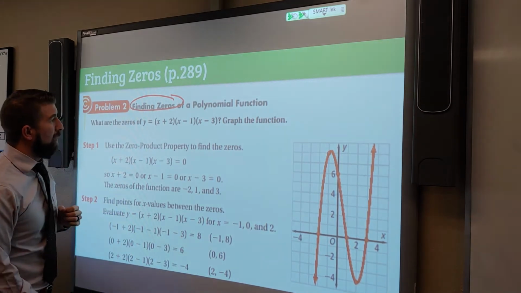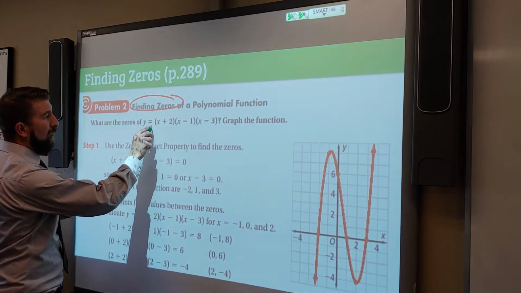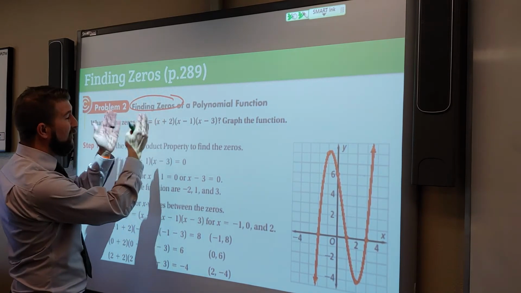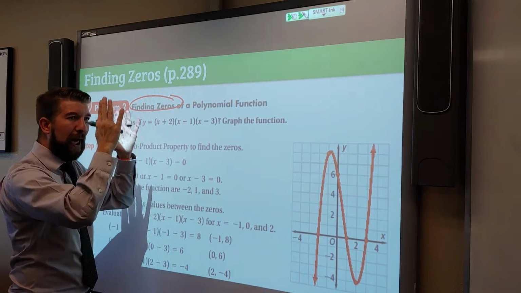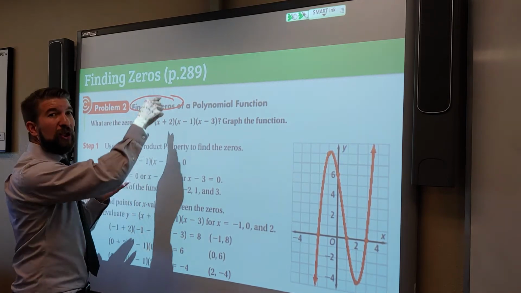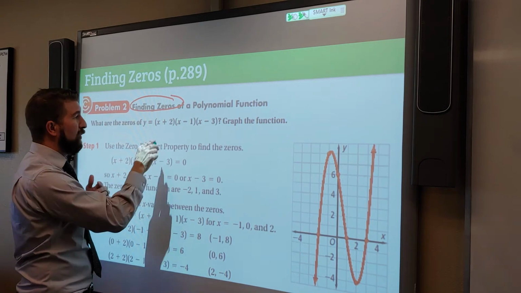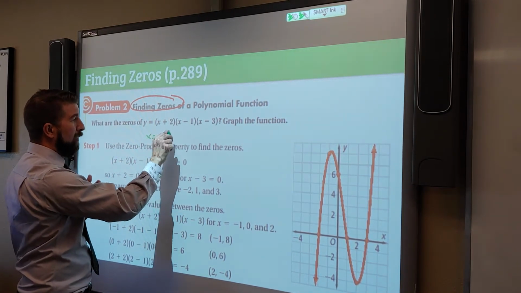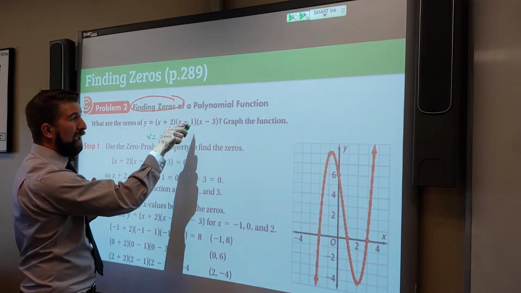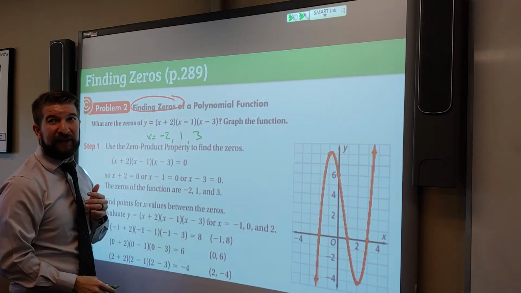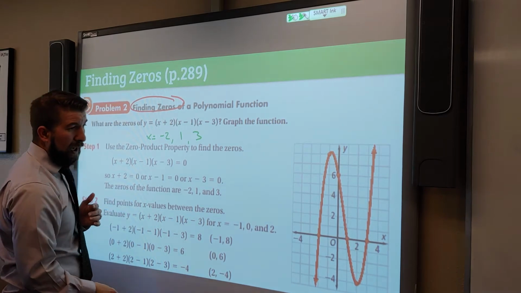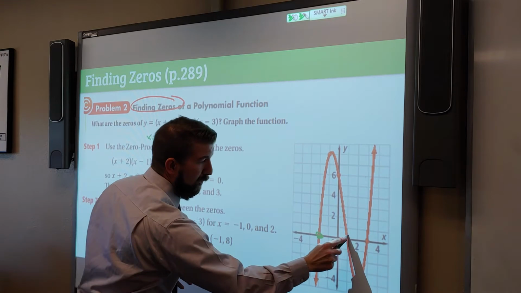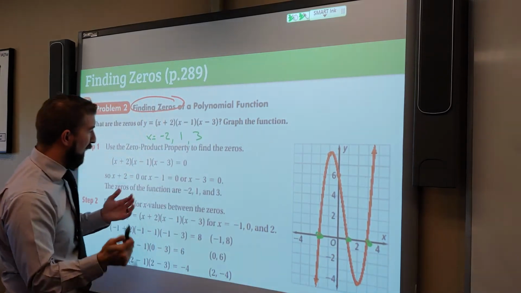Now there's a shortcut on these, all right? And I know I've taught my classes in class that the shortcut is if you see an x in parentheses or in absolute value brackets, you just drop the number and switch the sign. So my zeros are going to be x equals -2, +1, and +3. All right, now I can go and check over here. I've got an x at -2, +1, and +3 there.